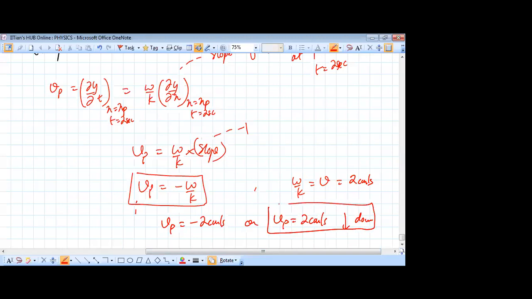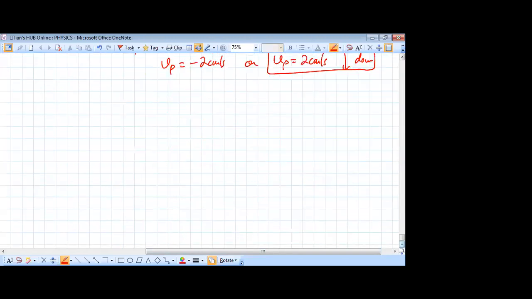Whereas, if I'd asked you for some other point, the particle velocity would have been different. Okay, I'm just showing you as another example. Suppose I asked you, instead of that leading edge point, a point which was somewhere in between the peak point and where the boundary wall is.